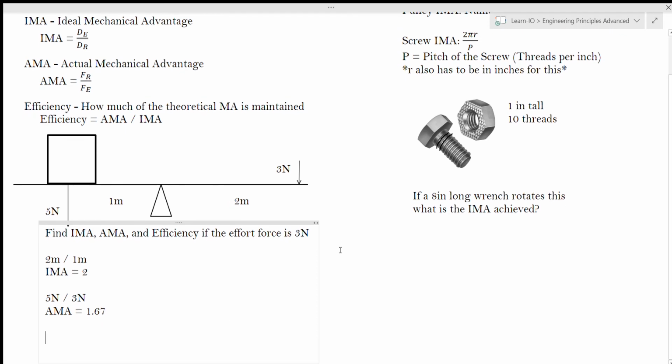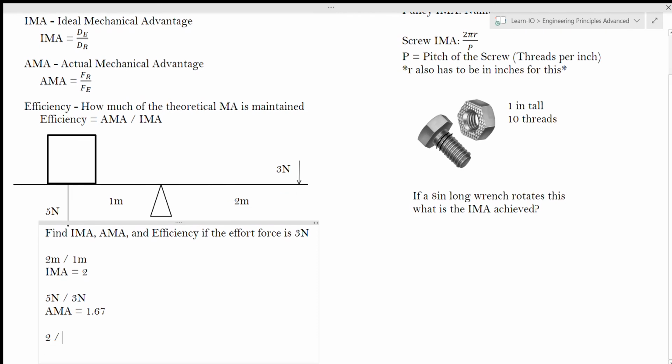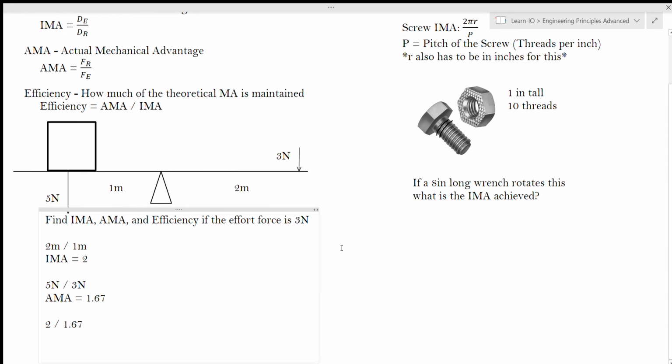So that leaves us with the efficiency. The efficiency of a machine is calculated by taking the AMA and dividing it by the IMA. Our AMA in this situation is 2, our IMA is 1.67, and that gives us an efficiency, I believe, of 0.835. However, efficiency is always measured in percent, so we just multiply that answer by 100 to get our final efficiency.